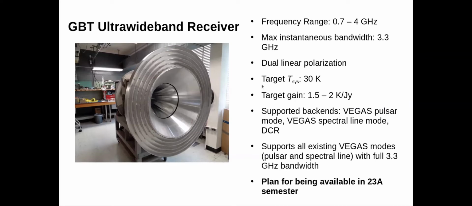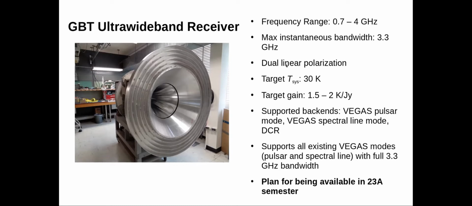Our target system temperature is 30 Kelvin. The very broadband nature of the optics of the GBT means that the system temperature is not going to be as low as our narrower band receivers that cover the same frequency range. So it's not going to have the same kind of RMS at any given frequency, but the very broad bandwidth has benefits for pulsars, for fast radio burst follow-up, and other types of wideband transients.